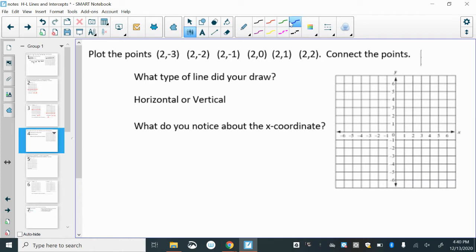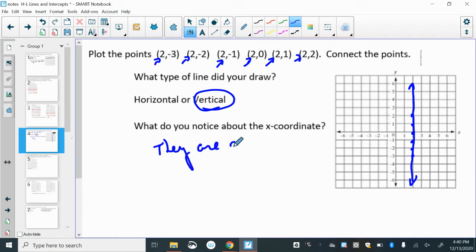So let's try another one here. Let's graph this. (2, -3) is here, (2, -2), (2, -1), and so on. So there are all the points. When I connect my dots, what I get this time is a vertical line. And what do you notice about all the x-coordinates? You notice that they are all the same. The reason for that is everywhere along this vertical line, x is equal to 2.